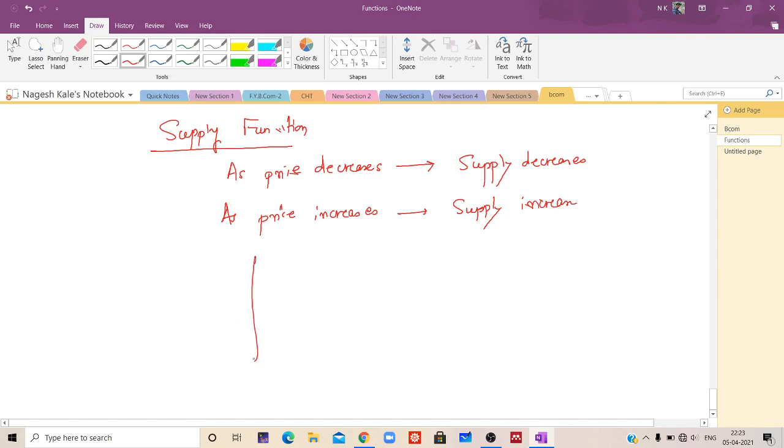If price is high, supply is high. So if I plot a graph of this, let me again take the same things. Price on the x-axis denoted by P, supply on the y-axis denoted by capital S. Then lower the price, lower the supply; higher the price, higher the supply. So the supply curve will be like this. You may take it like this. This is your supply curve. Lower the price, lower the supply, higher the price, higher the supply, and this curve is called a supply curve.